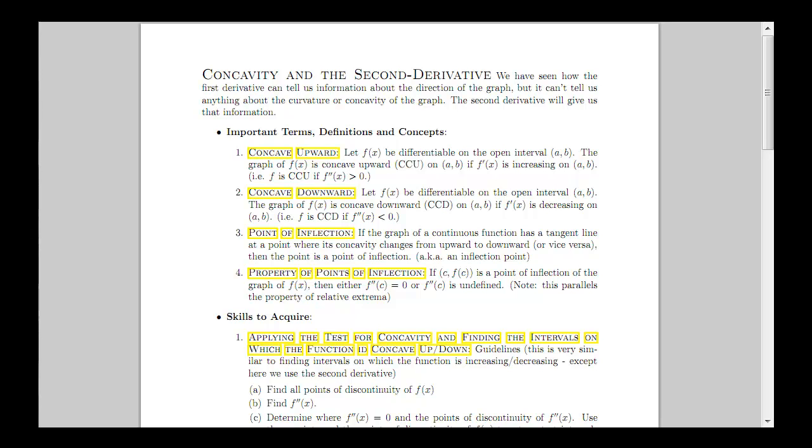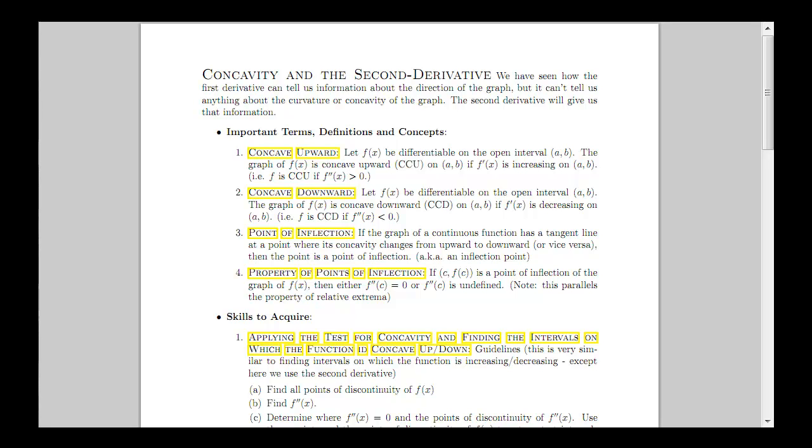The two things we're going to talk about are how we tell if a function is concave upward or downward using the second derivative, and then how we use that information to find what are called points of inflection. Now remember, when we used the first derivative, we found critical numbers and relative extrema. With the second derivative, we're going to find points of inflection.